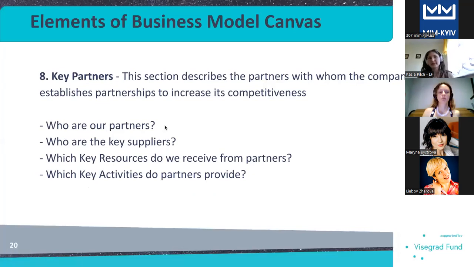So the questions you want to ask are, who are our partners? Who are the key suppliers? If you need some products to create your product, who are the suppliers for that? Which key resources do we receive from the partners? If you have a supplier or a partner, what do they do? What kind of activities do they give you, or what kind of resources do they provide?